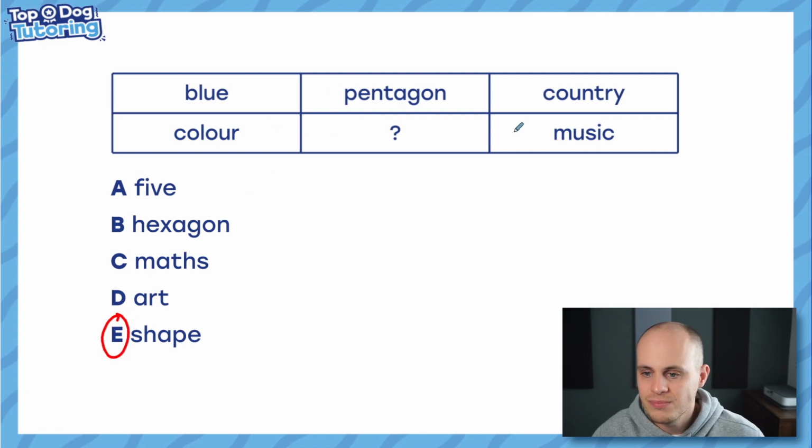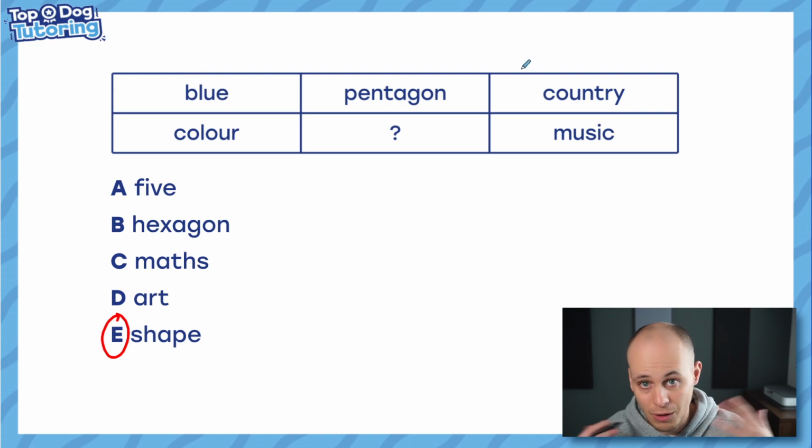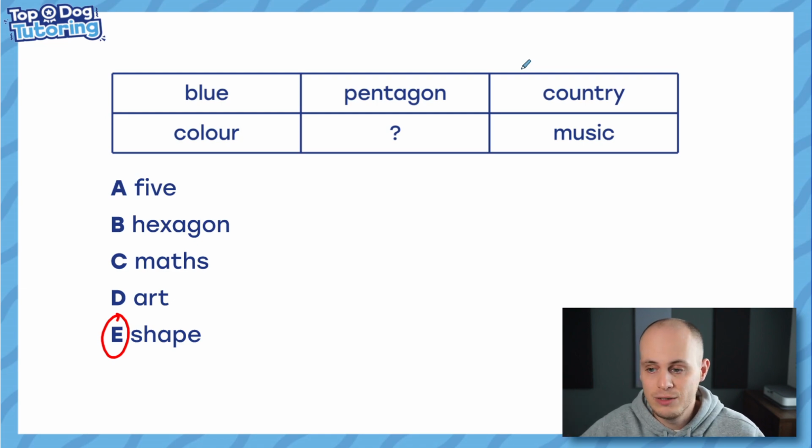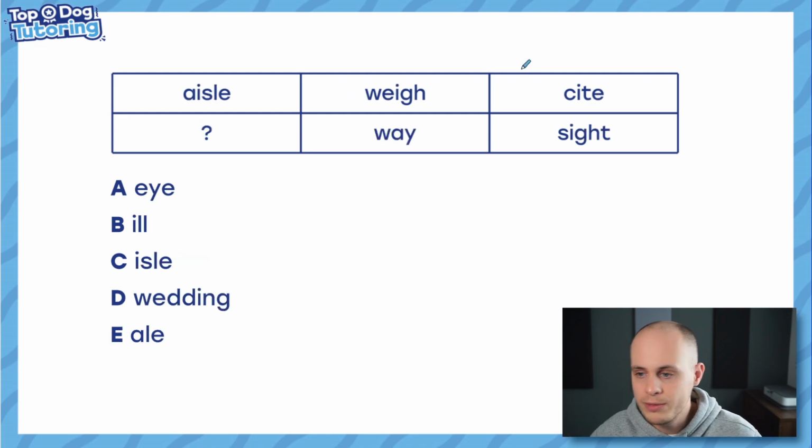So the bottom row in this example represented the category. So the category was music or shapes or color, and then the top row was an example of that category. All right, so that's how it was linked in this question. But in every single question in your test, it will be linked in a different way. So why don't we try a different one?